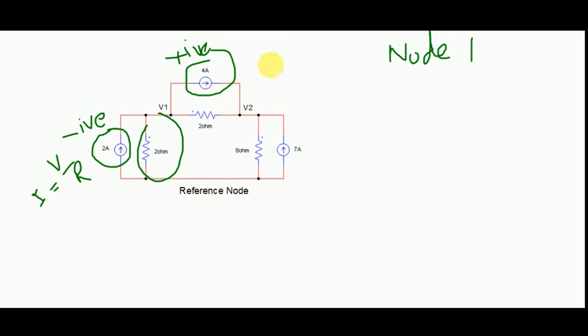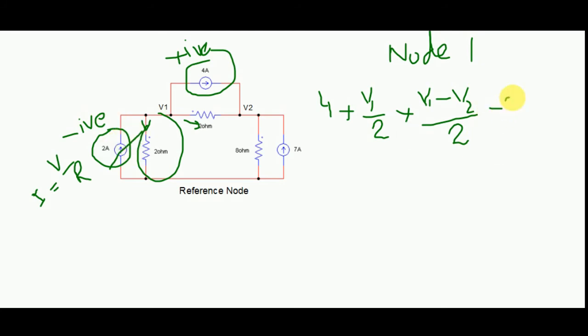The current leaving over here, we take it as 4, plus the current leaving from this node downward. In this branch we have V1 by 2, and in this branch the voltage across the resistor is V1 minus V2, divided by 2, and the current entering is minus 2, equal to 0.